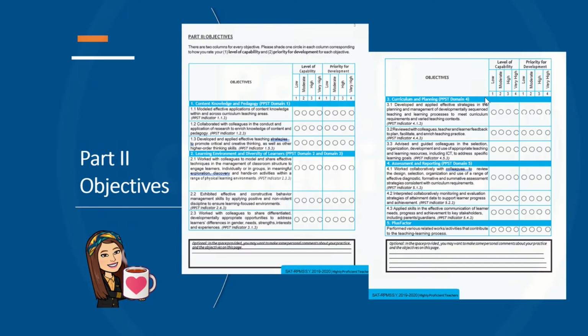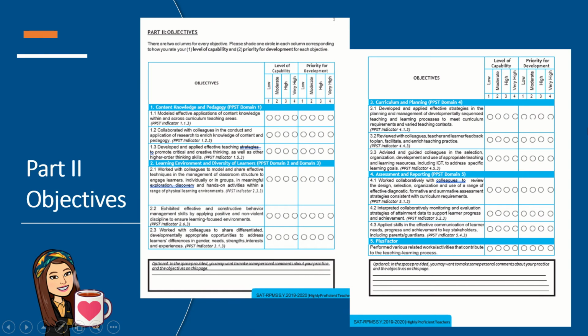Okay, part 2 is all about the objectives of the IPCR. So, yan na po yung 13 objectives under the 5 KRAs from content, knowledge, and pedagogy up to the plus factor. So, medyo nagkagulo po din sa pagsasagot dito kasi meron po tayong dalawang columns under the objectives part. Okay, so on the left side po, we have the level of capability. In terms of this objective, nasa na po ang ating capability dyan?